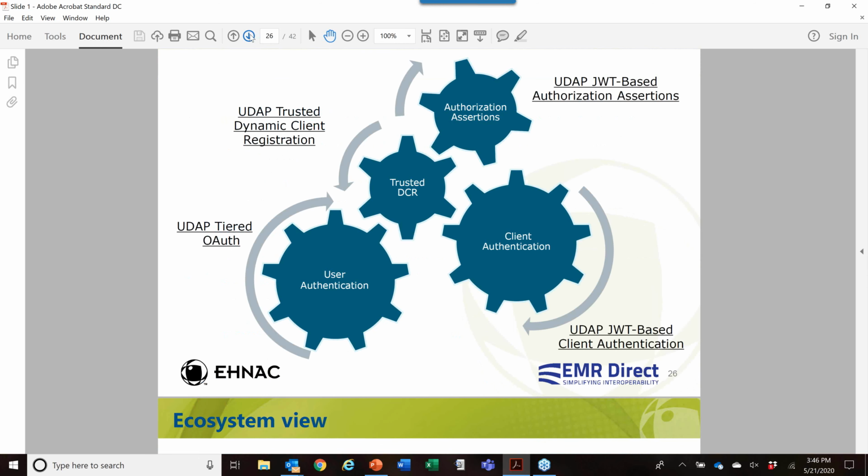So UDAP is actually a collection of profiles that fit together nicely to create a very robust ecosystem where these registration events can happen right in the middle. As you can see, the middle gear is the trusted dynamic client registration. That enables all of these other things, some of which we've talked about, others which, these are all hyperlinks, so I'll leave it to you to review these if you'd like on your own.